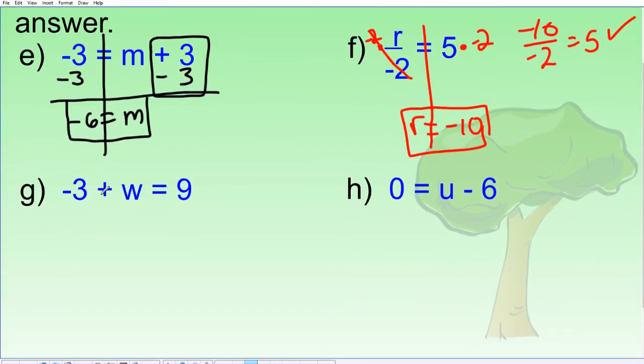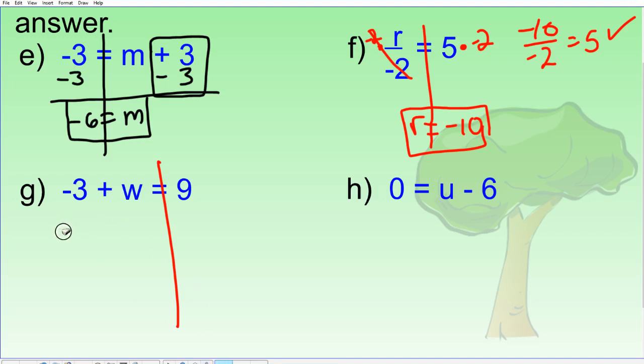Letter G. -3 plus w equals 9. So my variable here is being added by -3. This is a confusing problem for some students. They don't know whether they're supposed to add the 3 away or subtract the 3, because they go, oh, that's a plus sign, so I'm supposed to subtract this way, right?